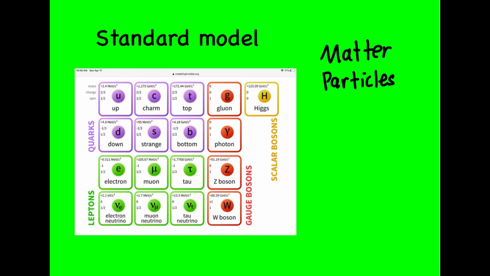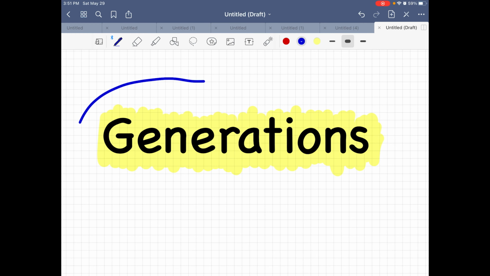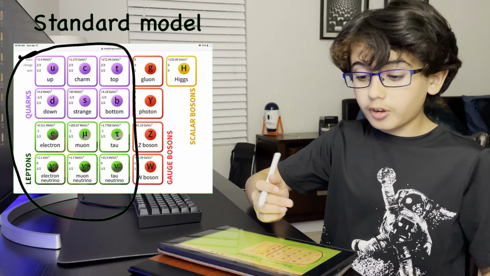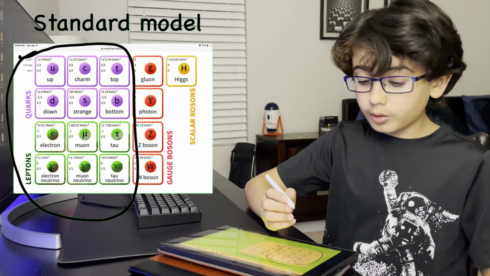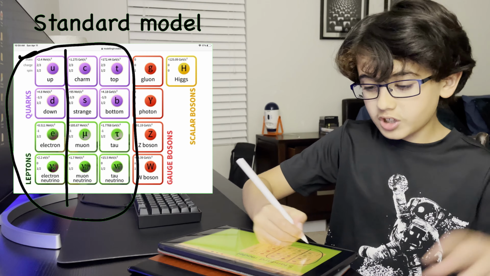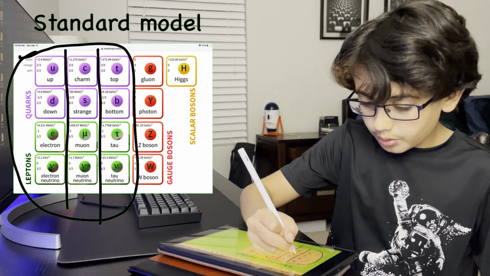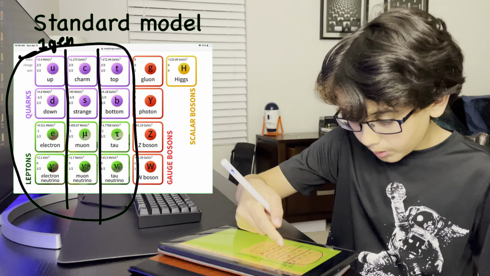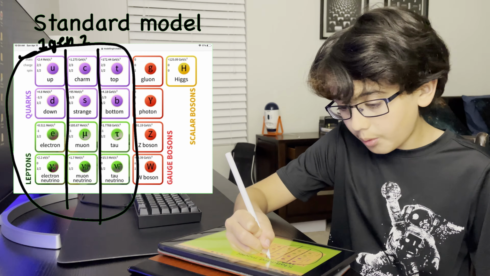Okay, so before we dive into the matter particles, which are the first type of particles that I'm going to talk about in the Standard Model, you have to understand a characteristic that all these particles have called generations. When you look at all the matter particles in the Standard Model, you notice that there are 3 rows, and scientists call each one of the rows their own generation. So, for example, this row is the first generation, this one is the second generation, and so on.